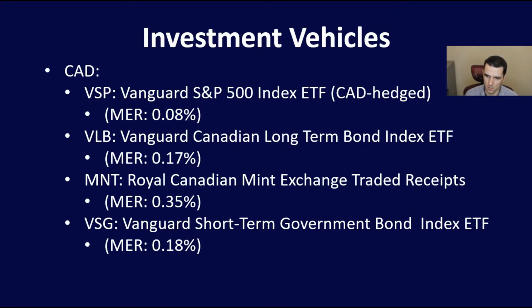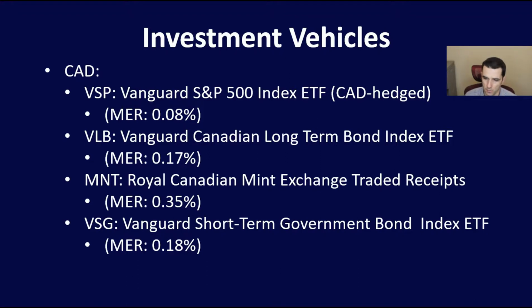VLB, Vanguard Canadian Long-Term Bond Index ETF. Basically none of the bonds in here are less than 10 years, or at least no significant portion of the portfolio. The majority of them are over 15 years. MER of 0.17%, so it's a pretty good fund, I found, and still gets a good reaction when interest rates change.